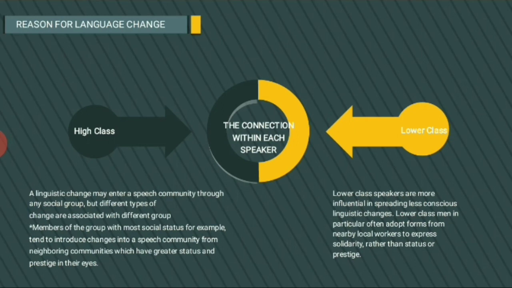So here it means that, like what I have mentioned, New York City, as the working area of the country, has spread more language or linguistic changes in its working place area. So how can the high class community and the lower class community make a language change? Because both of them are connecting to one another by their different language.